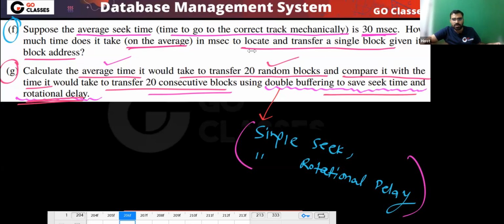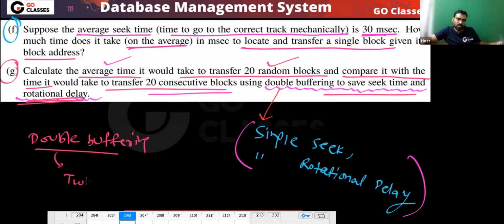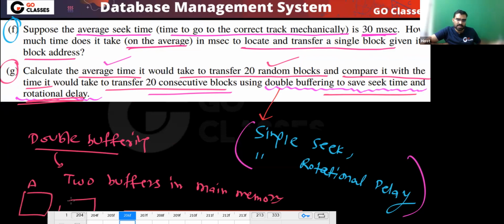Any other doubt? So you understood this double buffering, right? Double buffering simply means that there are two buffers in main memory. So there is a buffer A and a buffer B. When you are filling one, the CPU will use the other. So there are two buffers.